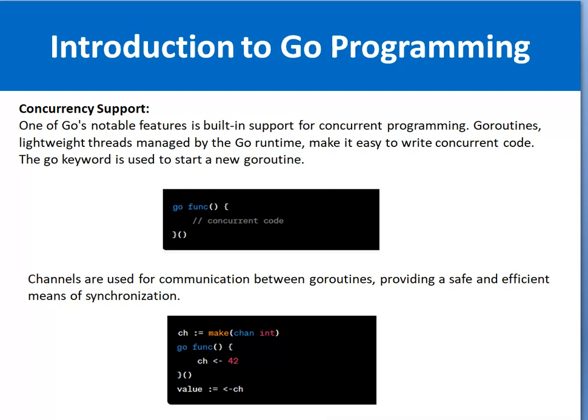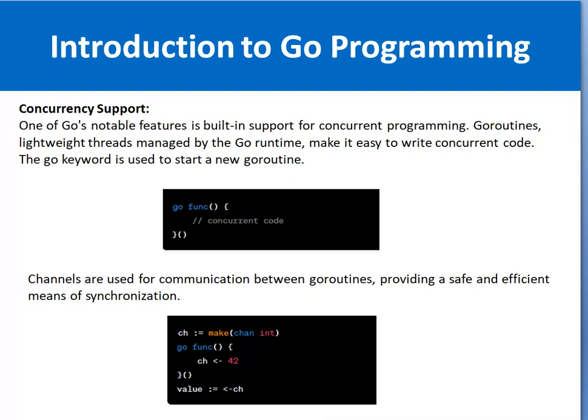Concurrency support. Go has built-in support for concurrent programming. Concurrent programming means you can do multi-threading, and system programming especially can be done in the Go programming language. It makes it easy to write concurrent code, and the go keyword is used to start a new goroutine like this: go function, open bracket and then close bracket. So this is the syntax to start a function in Go.